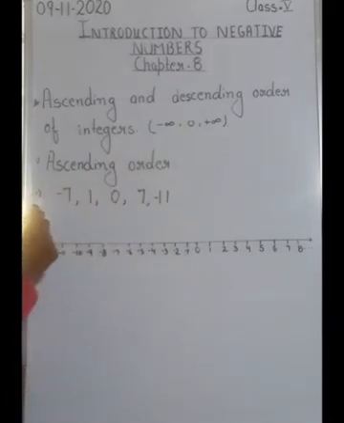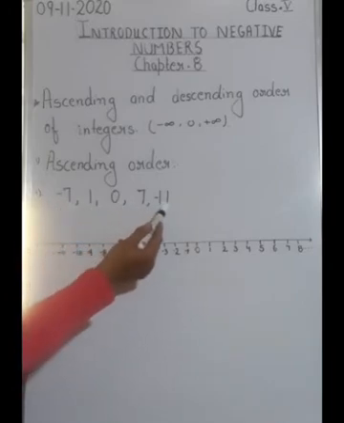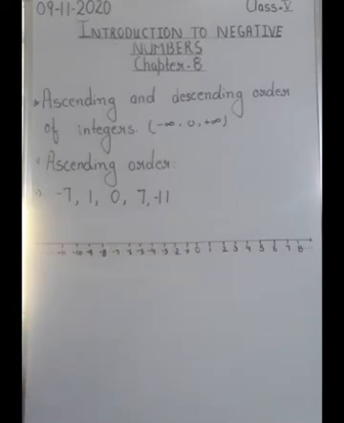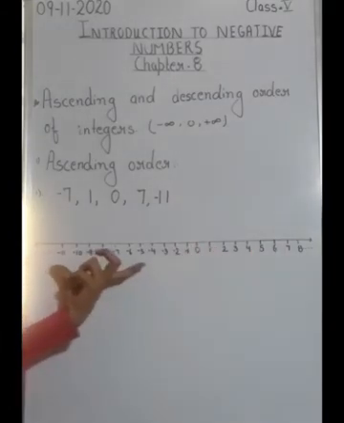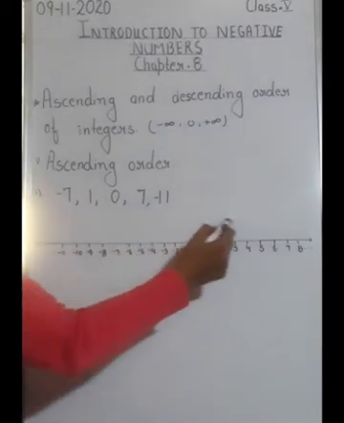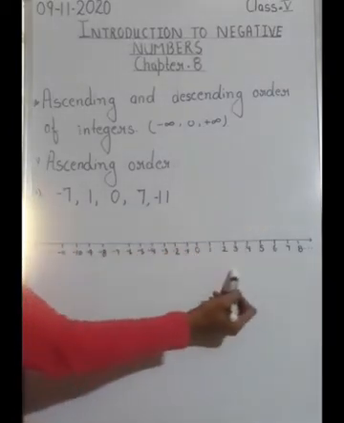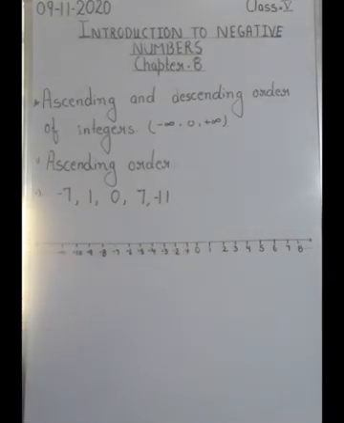Okay. So your first question is you have to arrange these integers in ascending order. What are your integers? Minus 7, 1, 0, 7 and minus 11. Okay. So here I have drawn a number line. Here you are having your 0. These are positive integers. These all are your negative integers. I told you that as you go towards the right of the number line, the value increases, and as you go towards the left of the number line, the value decreases.